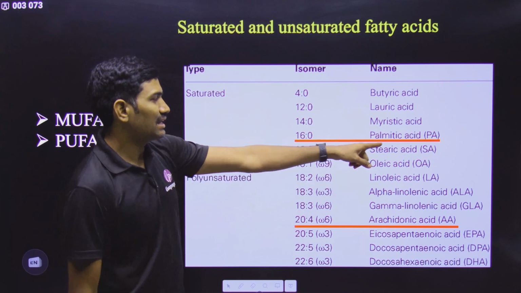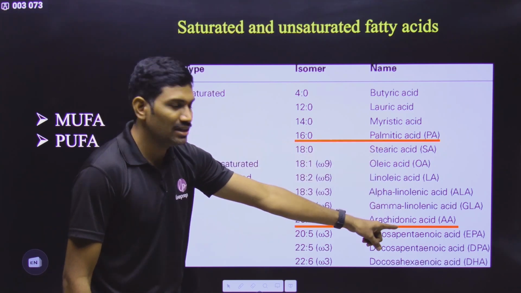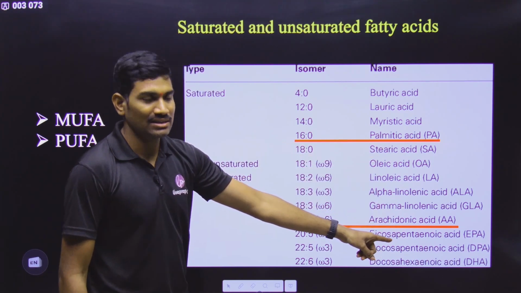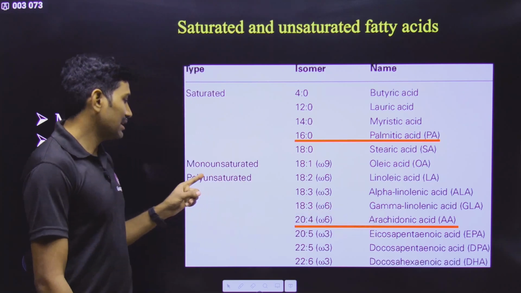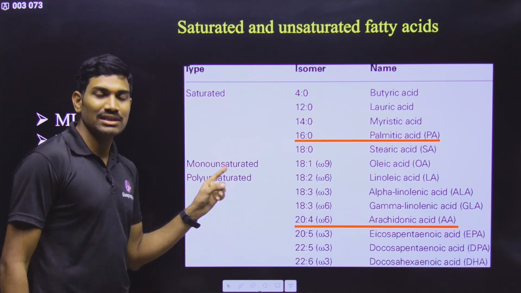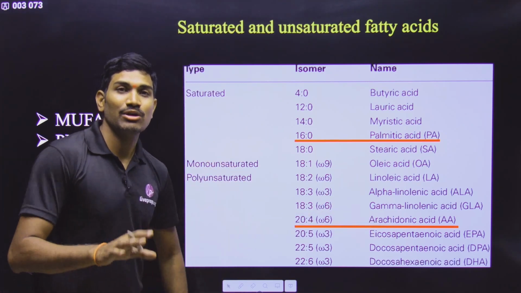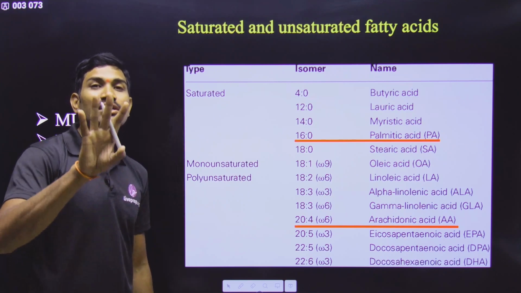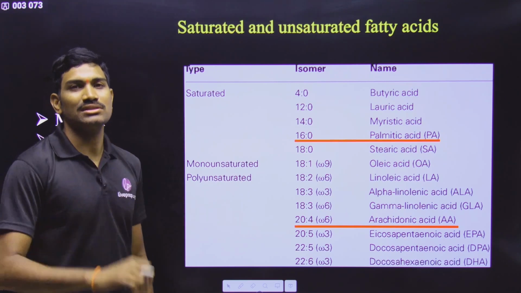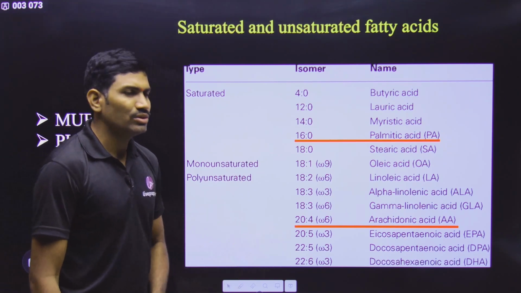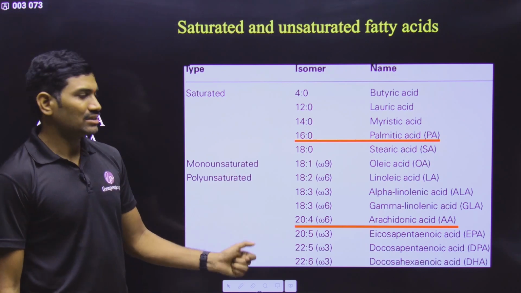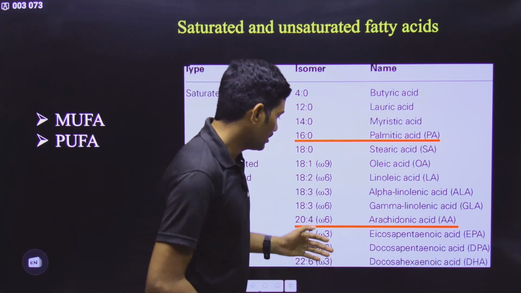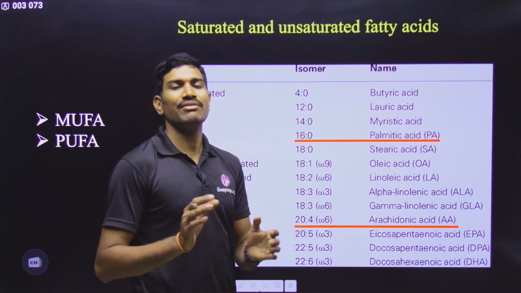In NCERT, they give one example for saturated fatty acid and one example for unsaturated fatty acid. So arachidonic acid will come under polyunsaturated or monounsaturated? It is polyunsaturated because unsaturations are present at 4 locations. 4 double bonds are present. So in this way it is called a polyunsaturated fatty acid.